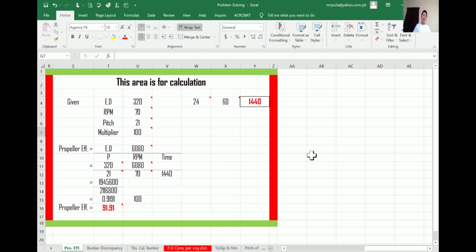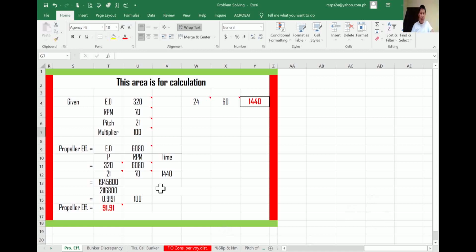But in doing that abstract, you need to know the basic of how the result came out. Although we use a computer, most of the ships use a spreadsheet. There are only for that purpose. But you as an officer should know how it is being done or calculated. So here we have to calculate the propeller efficiency.